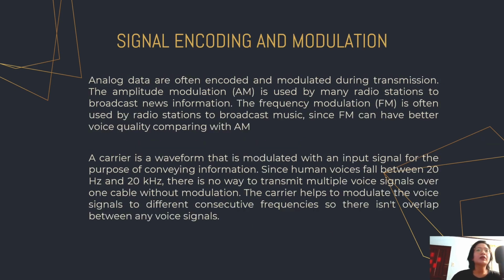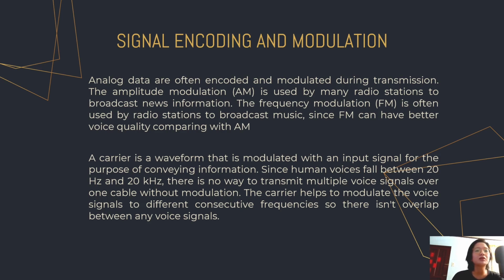Signal encoding and modulation. Analog data are often encoded and modulated during transmission. Amplitude modulation, or AM, is used by many radio stations to broadcast news information. Frequency modulation, or FM, is often used by radio stations to broadcast music, since FM can have better voice quality compared with AM.